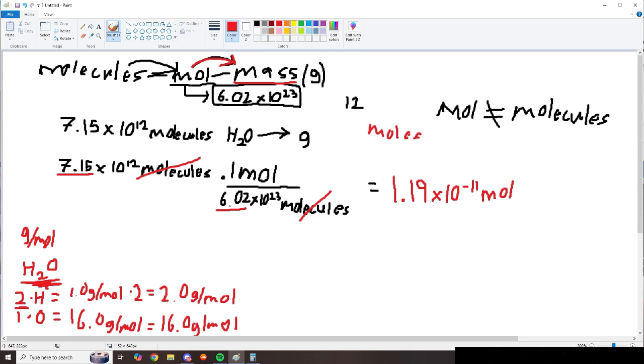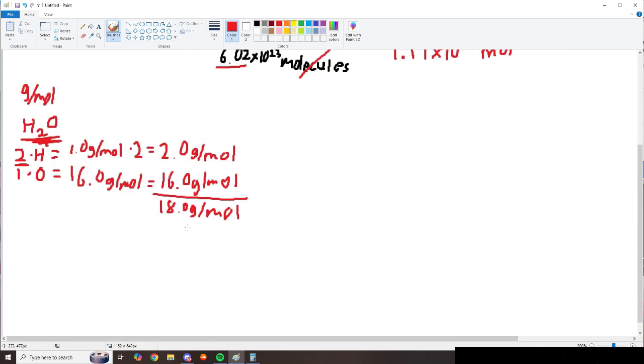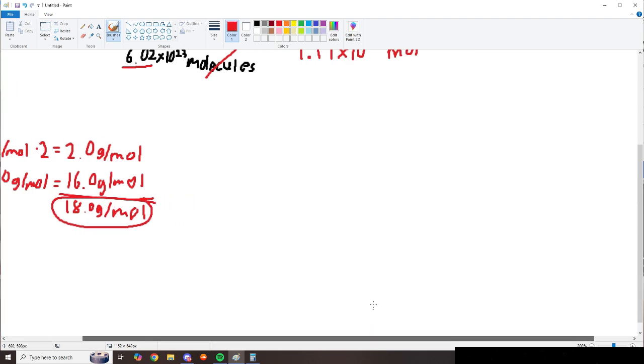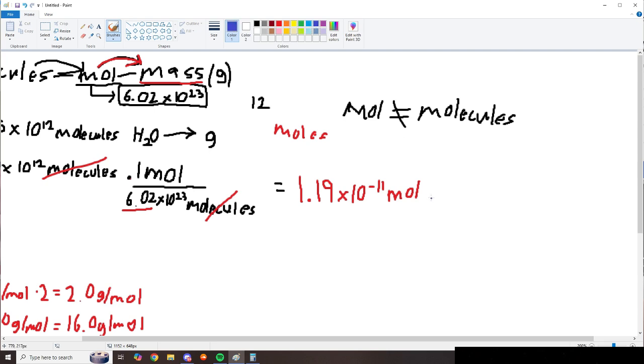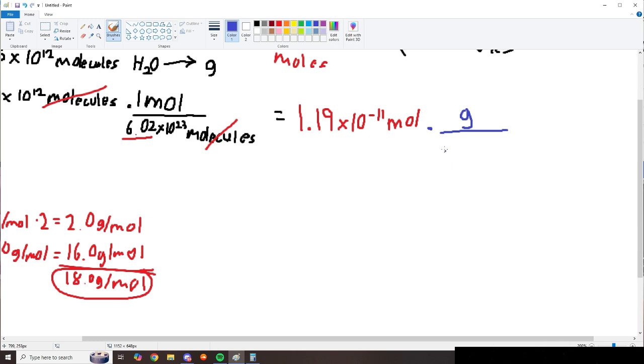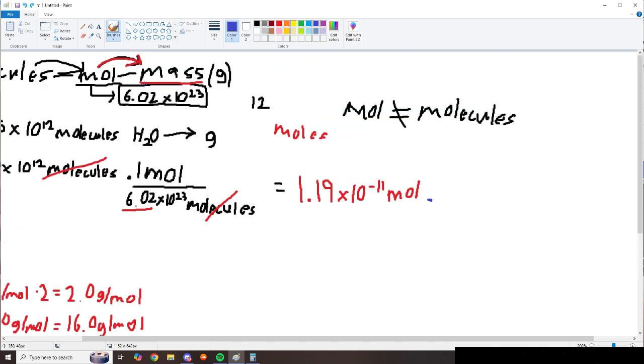Moving on. What we could do now is use our grams per mole conversion in this equation. So what we're going to do is multiply by this. Since we want to get to mass, we're going to put grams on top, and we are going to put moles on the bottom.